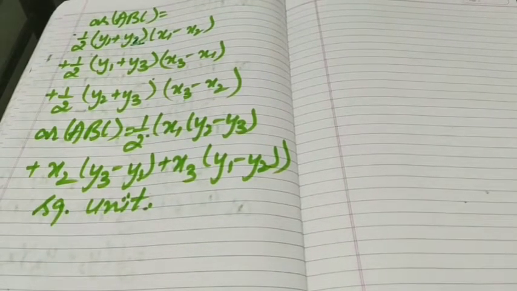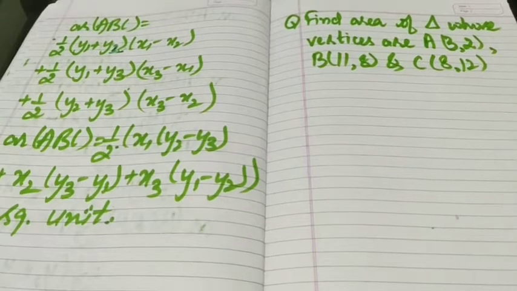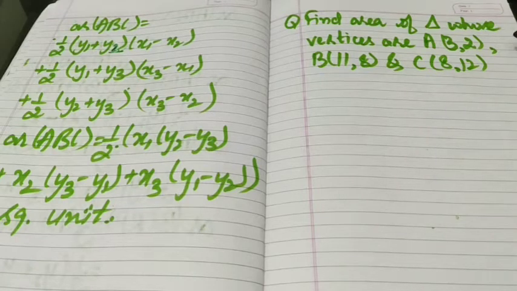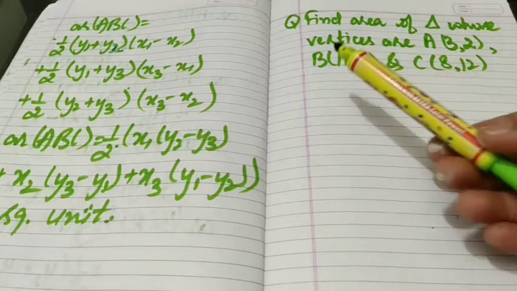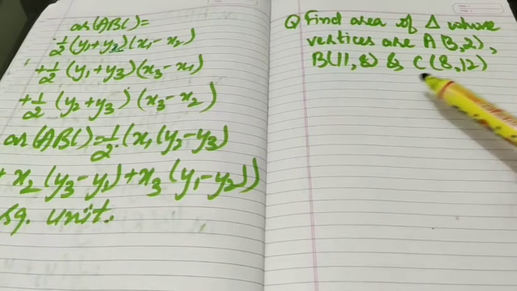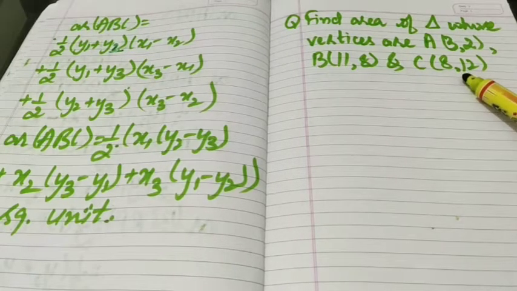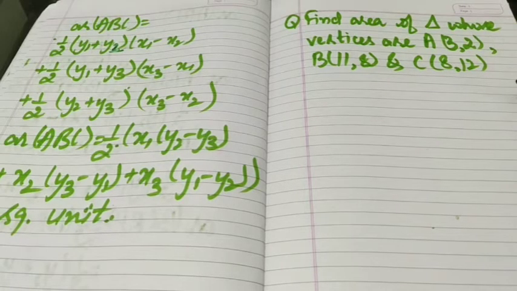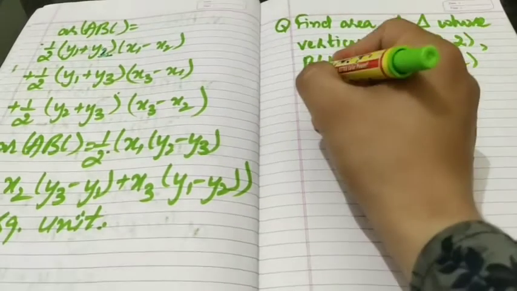So this is how we can find the area of the triangle if the coordinates of its vertices are given to us, by using the applications of coordinate geometry. Now let us do one sample question for more clarification. The question is: find the area of the triangle whose vertices are A (3, 2), B (11, 8) and C (8, 12). Well students, let us start.